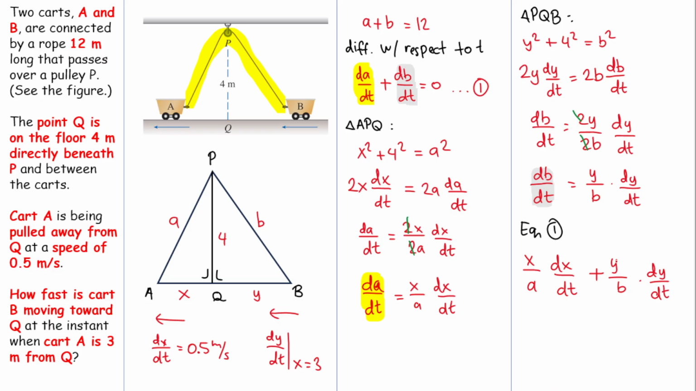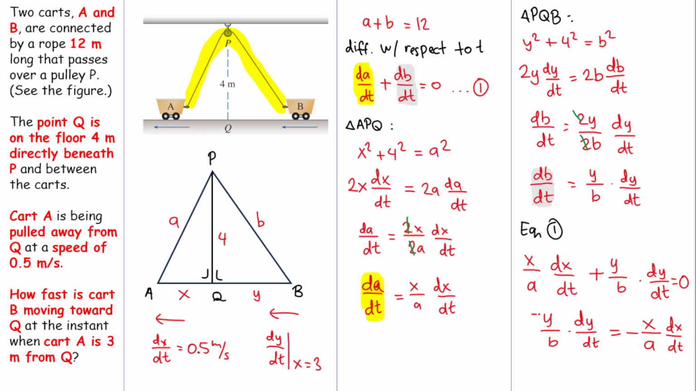Okay, because the question is asking us for dy/dt, we need to isolate that. So we'll have this equal to 0, and now we will have y over b multiplied by dy/dt. Let's move all of this to the right hand side. So I will have this one equal to minus x over a, multiplied by dx/dt.